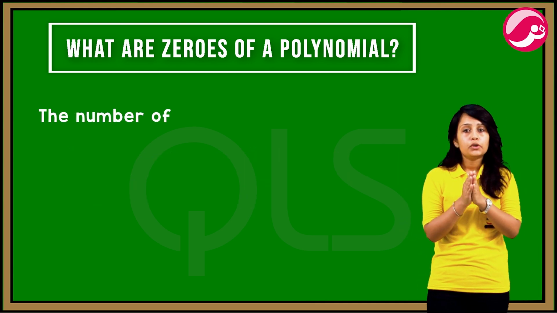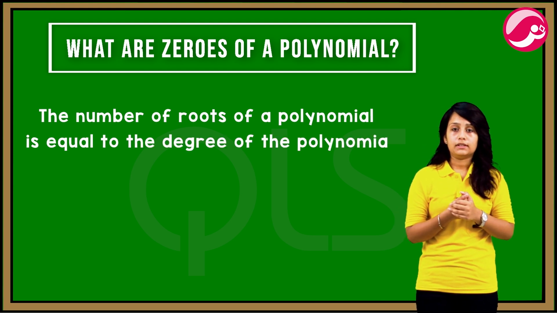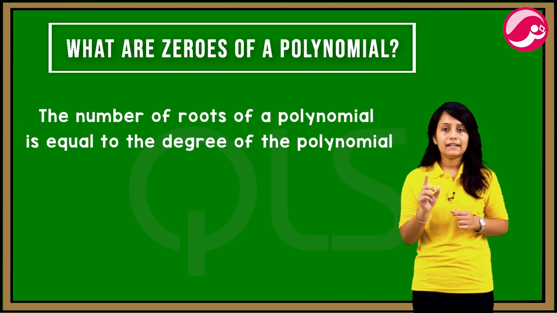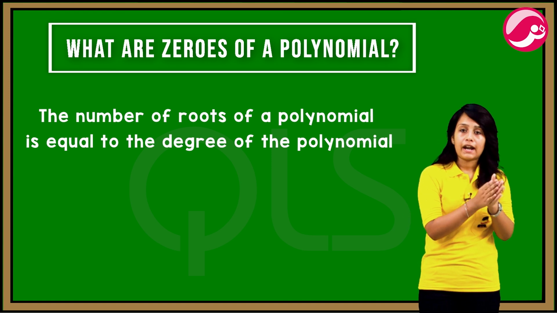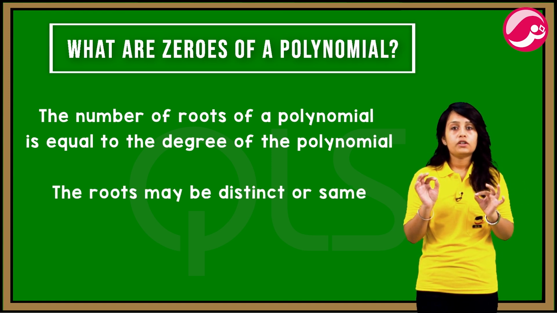This is because the number of roots of a polynomial is equal to the degree of the polynomial. Here the examples we took had degree 2, that is, they are quadratic polynomials. So they have two roots. The roots may be distinct or same.